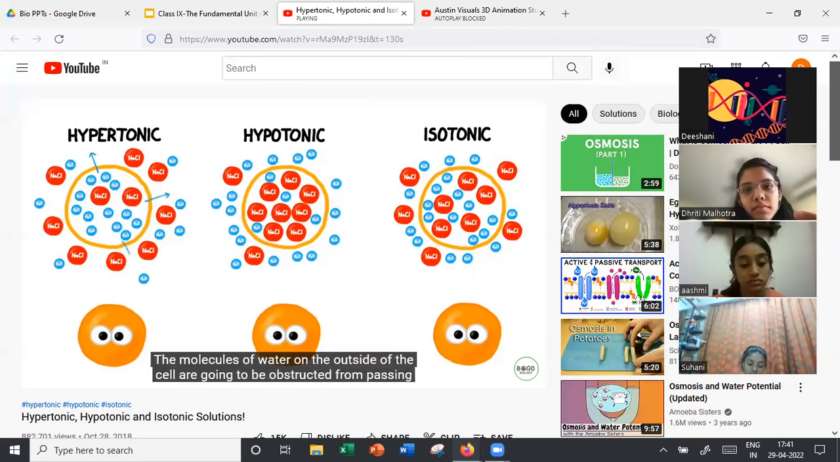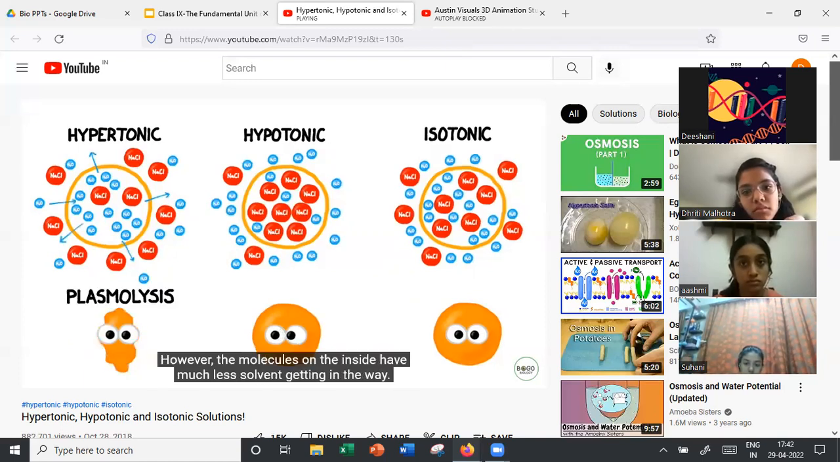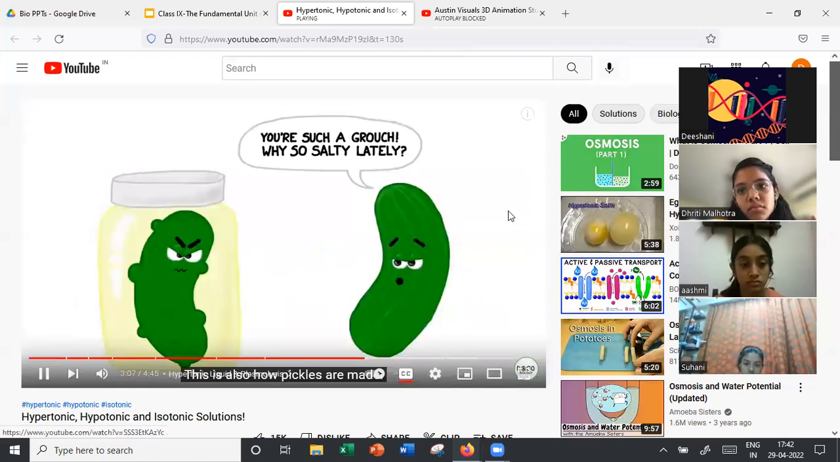The molecules of water on the outside of the cell are going to be obstructed from passing through by the many molecules of solute. However, the molecules on the inside are rushing out of the cell. Some water will come in, but the net movement, the overall movement, of the water molecules will be outwards and the cell will shrink. We know how pickles are made.